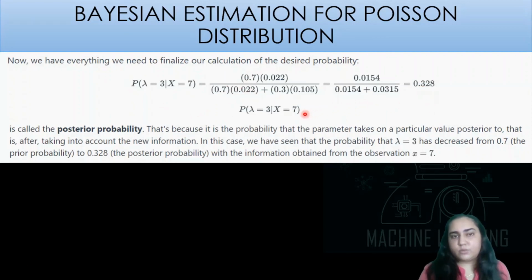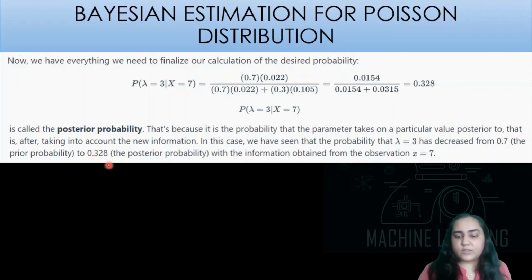So our initial probability for lambda equal to 3 was 0.7, but now it has decreased. And this is called the posterior probability. This is because it is the probability that the parameter takes on a particular value posterior to x equal to 7. So before we knew that there was going to be 7, we had taken 0.7, but now that we know x can be 7, we can say that this is the revised probability, which has decreased from 0.7 to 0.328.